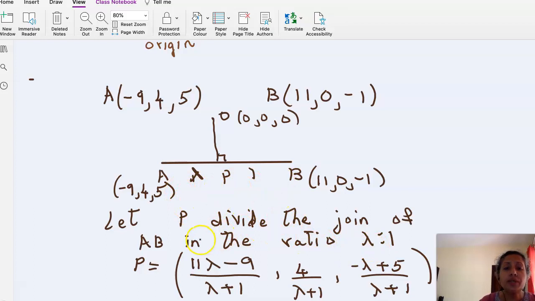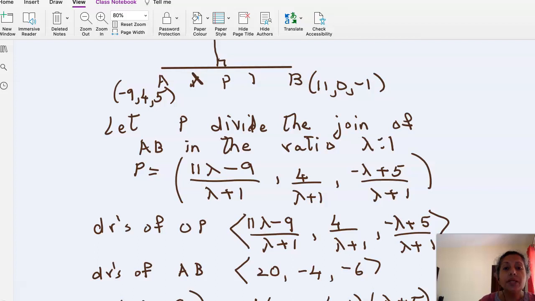This is the section formula which you have learned. So using the section formula, P is ((11 lambda - 9)/(lambda + 1), (0 + 4)/(lambda + 1), (-lambda + 5)/(lambda + 1)). And the direction ratios of OP, where O is the origin (0, 0, 0), will be the same as this. And the direction ratios of AB will be obtained by subtracting the two points: 20, -4, -6.